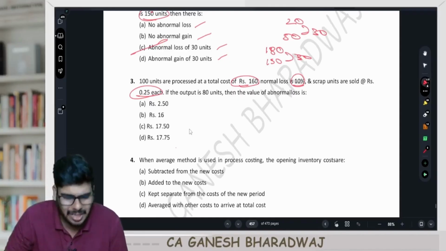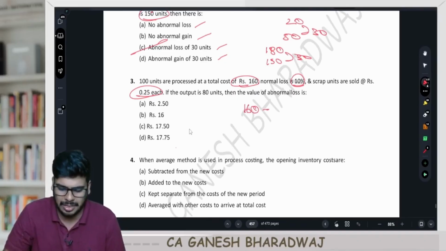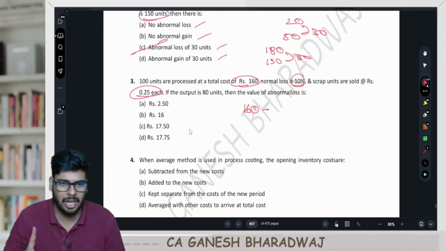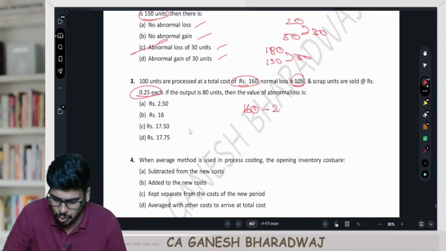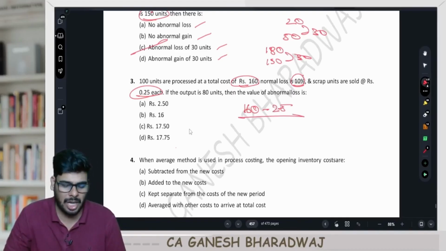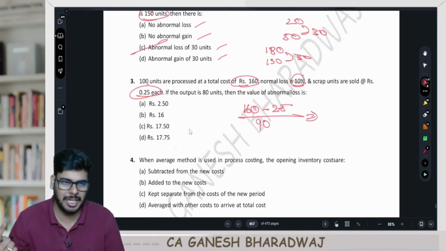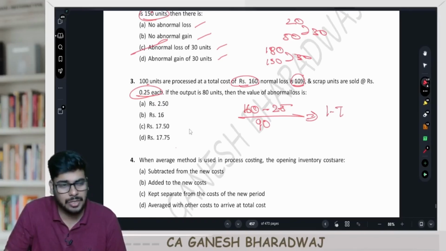Total cost, simple guys. Cost per unit of output is what? Total cost minus normal loss scrap income. Normal loss scrap income is how much? 10 into 0.25. So 10 units, 10% on 100, 10 is a normal loss. Every unit has a scrap income of 0.25. 10 into 0.25 is 2.5. Minus 2.5, divided by input minus normal loss, 100 minus 10, 90. How much is that? What is the cost per expected good unit? 1.75 is what? Cost per expected good units.